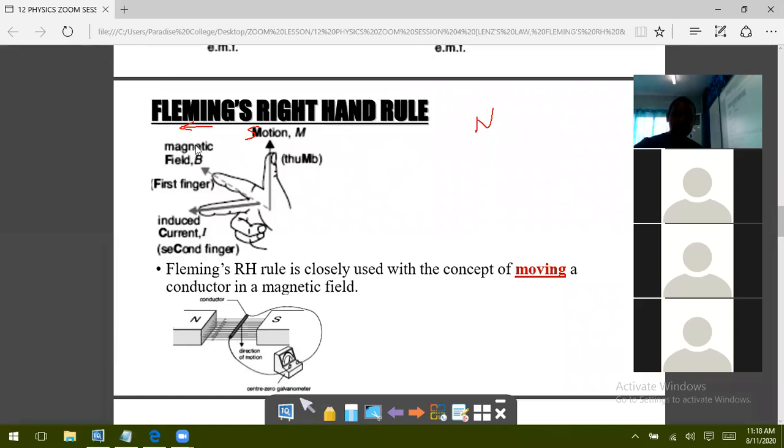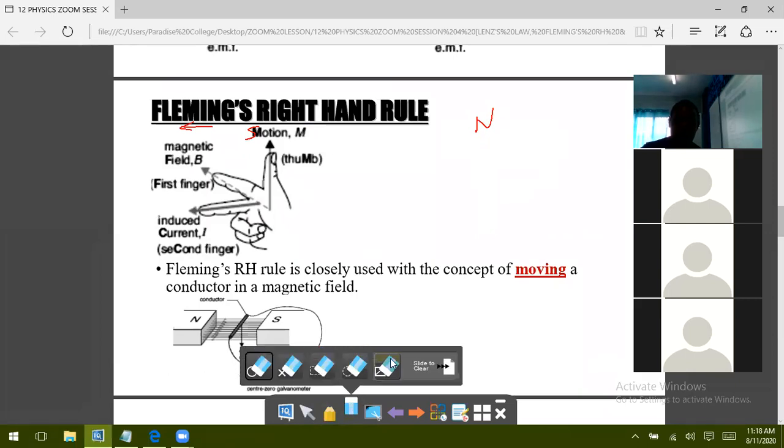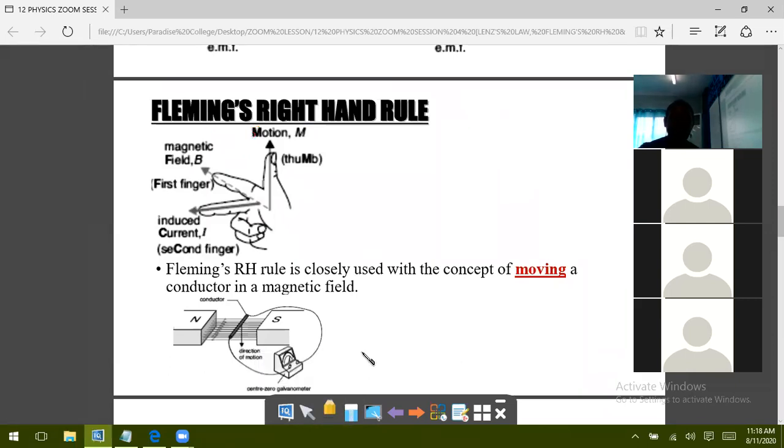Fleming's right-hand rule, this is the right hand. We talked about the left hand, and the idea is just the same. The only difference, are you ready for that difference? All right, this is the difference: you look at the thumb.